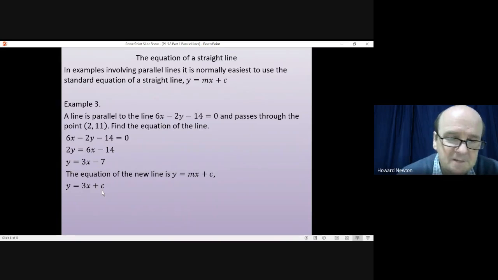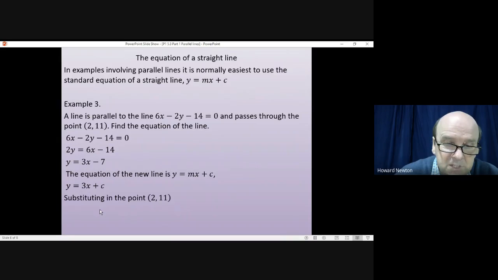And the method for working out the constant on these questions is nearly always the same. You just need to know a point on the line and then substitute in the x and y values for that point. And in this instance, we know that the line goes through the point (2, 11). So (2, 11) lies on this line. We just have to substitute in x equals 2 and y equals 11 into this line. So putting in x equals 2 and y equals 11 will give us 11 is equal to 6 plus c. And then solving that, we can find that c must equal 5.